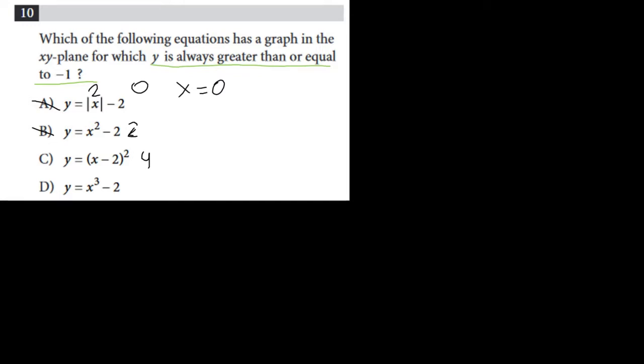So 0 cubed is 0, minus 2 is -2, and that doesn't work. So the only answer is C. With these strange ones, I like to use negative numbers, zeros, or 1 because they have very strange and unique properties.